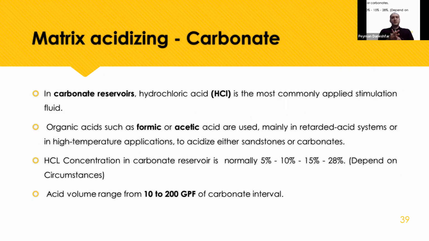For carbonate formations, again, we use HCl acid. We use organic acids such as formic or acetic, and we use concentrations of 5, 10, 15 or 28 percent, depending on circumstances. The acid volume range is about 10 to 200 GPF normally, but when we want to do EMA acidizing, maybe it's about 100 to 500 GPF.